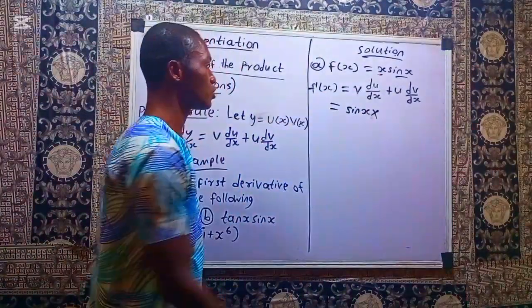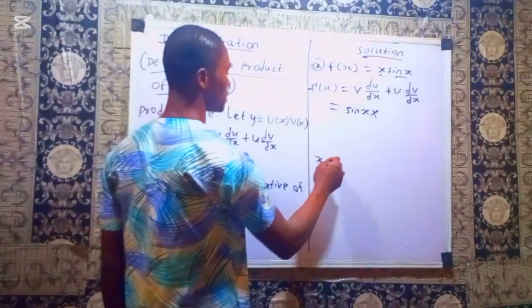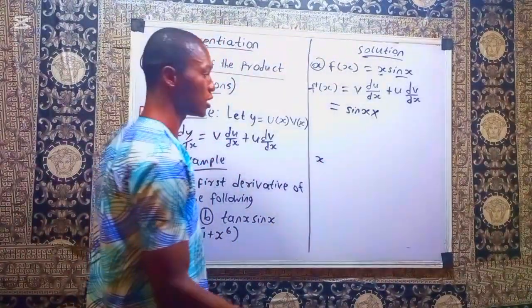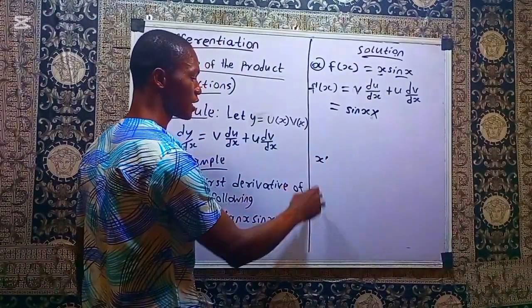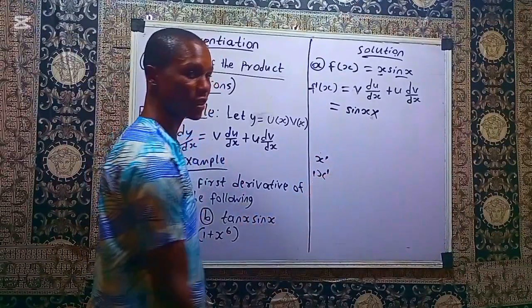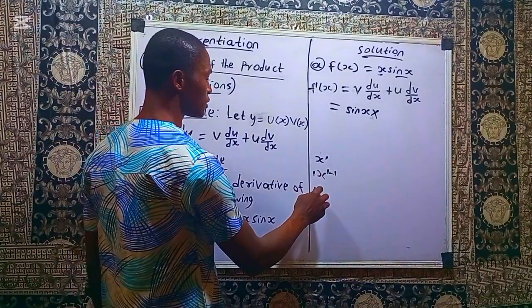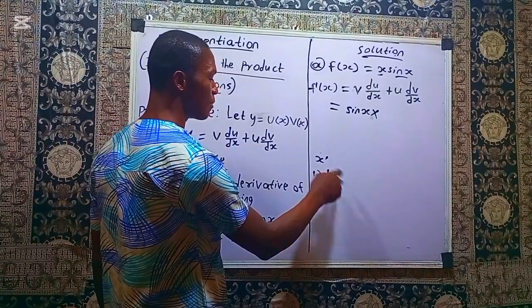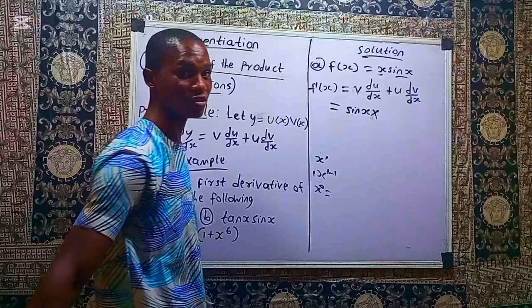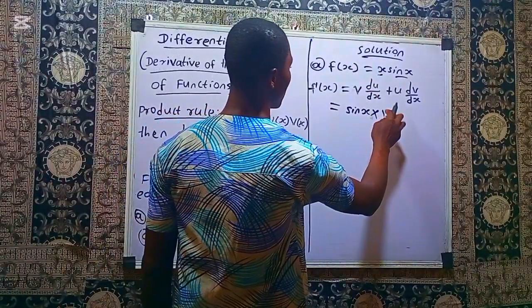First function is u. So if I differentiate x, what will you get? Derivative of x using the power formula. The power of x is 1. You bring it down. You write your function x raised to power 1, then you minus 1 from the power. So the result will be x raised to power 1 minus 1 is 0, and x raised to power 0 is 1. So the derivative of x is 1. So you multiply it by 1.